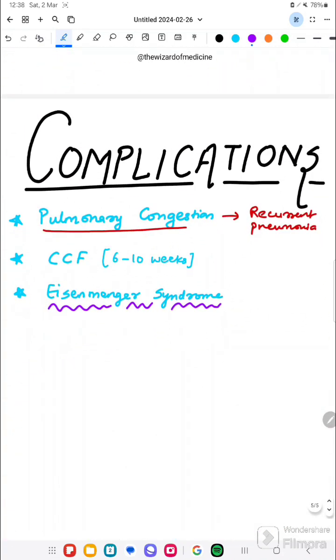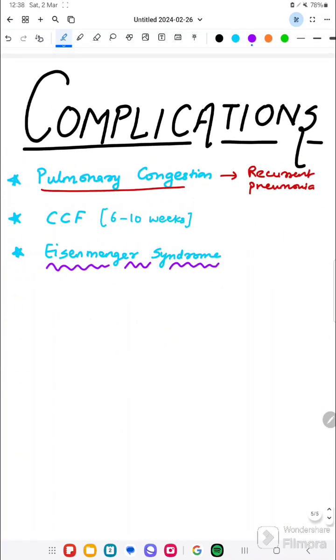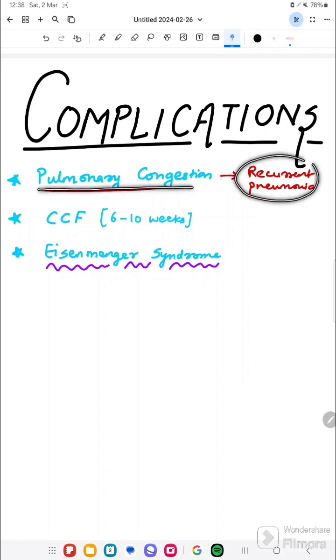Okay, now let's talk about the complications. So there will be pulmonary congestion. Why? Because the blood is being shunted from the aorta and is now coming to the pulmonary trunk that will reach the lungs, and henceforth it can cause congestion in the lungs and can cause recurrent pneumonia. There can be congestive cardiac failure which occurs at around 6 to 10 weeks of life.